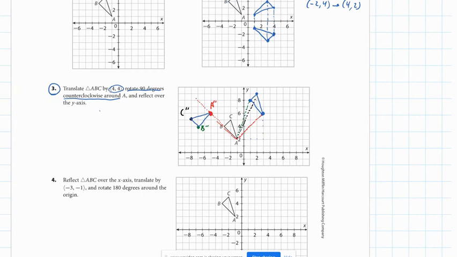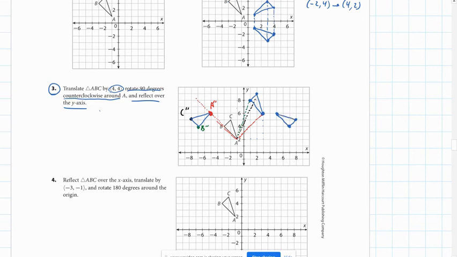And now we're ready for the last part, which is to reflect over the y-axis. And so point B, which is at negative 7, 4 is going to end up over here at positive 7, 4. And point C is at negative 8, 4 is going to be at positive 8, 4. And point A is at negative 5, 6 is going to end up at positive 5, 6. And so there's our image.